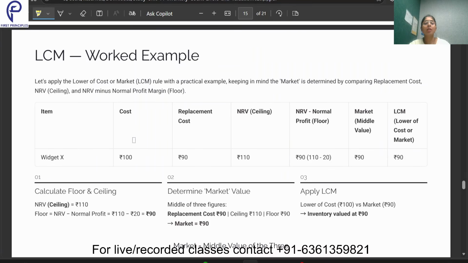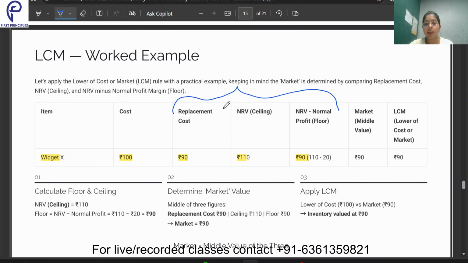Now over here we have to apply the LCM method. We have one widget X over here, one item. The cost is given in the question. The replacement cost is given. Then the ceiling is given as 110, and my NRV minus normal profit margin is given as 90. So which three will we consider in determining the market value? In these three, whichever is the middle value, that will become my market value. So which is the middle one? 90 is the middle value, so 90 becomes my market value.